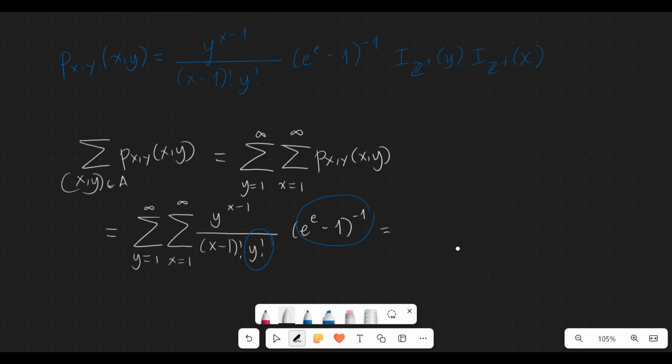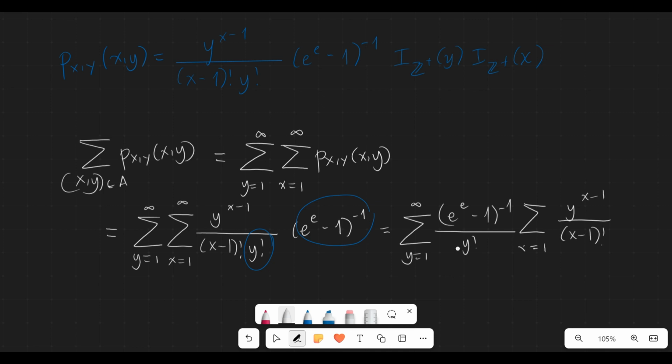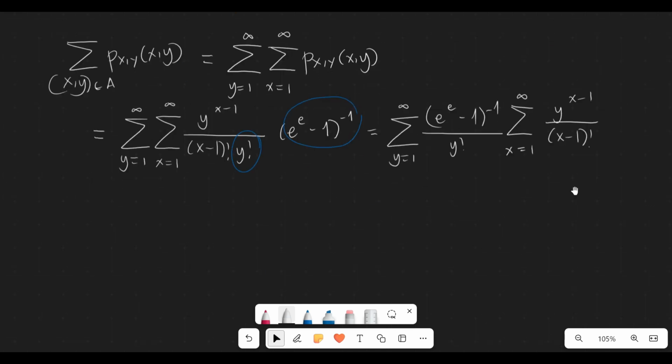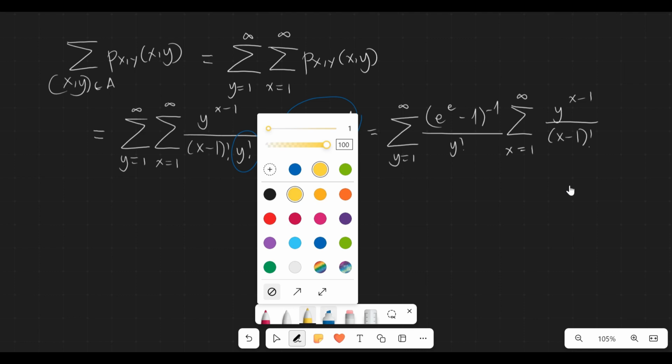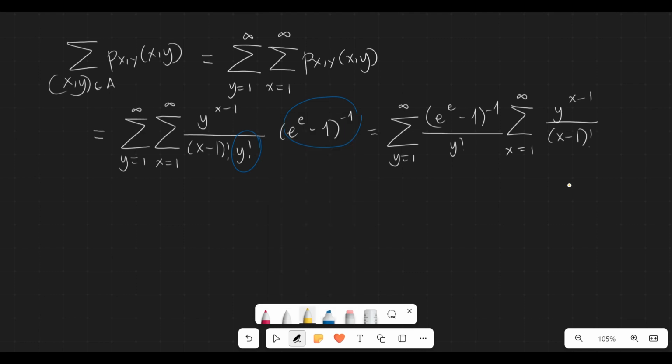So this summation now becomes the summation from y equals 1 to infinity of e raised to e minus 1 raised to negative 1 divided by y factorial and then summation of y raised to x minus 1 divided by x minus 1 factorial, where x goes from 1 to infinity. As we can see here, ang index natin will be x, and here we have x minus 1. So let's try first to introduce the substitution that u is equal to x minus 1. So let u be equal to x minus 1.